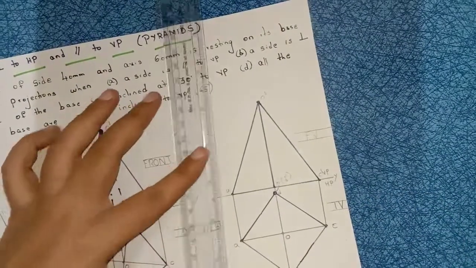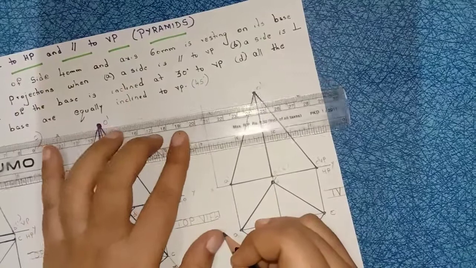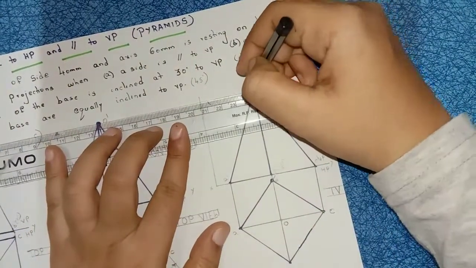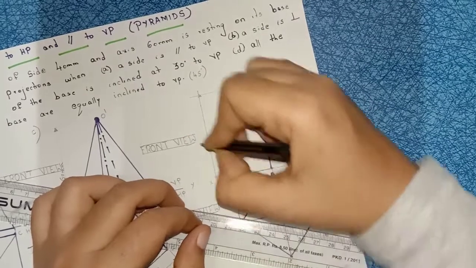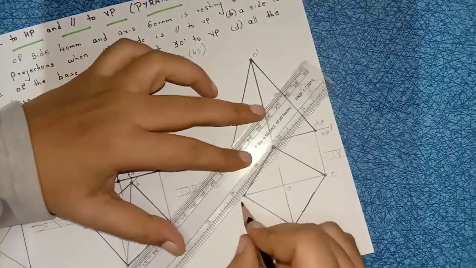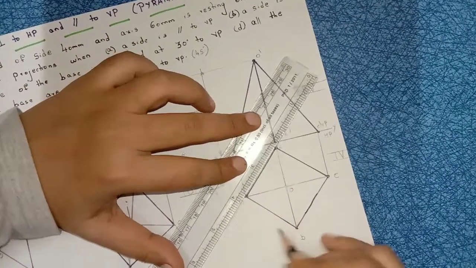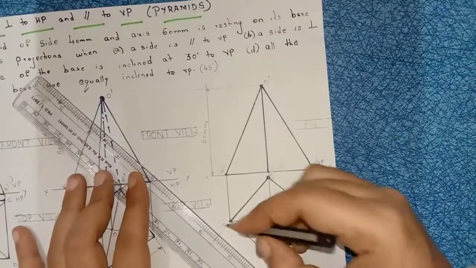Don't forget to mark the dimensions. So in the question they mention the axis height. Axis height is here 60 mm. In this question they mention the length of the square. Length of the square is here 40 mm. So this completes your problem number 1.